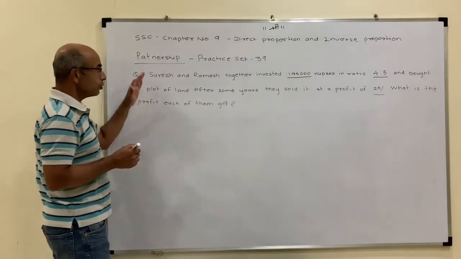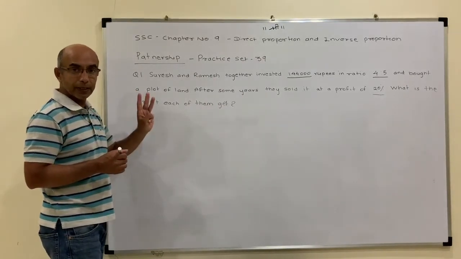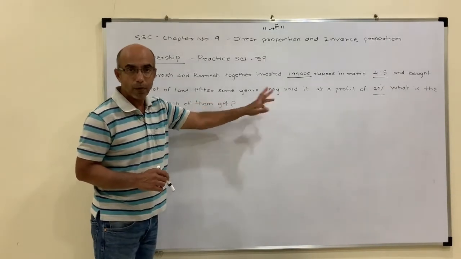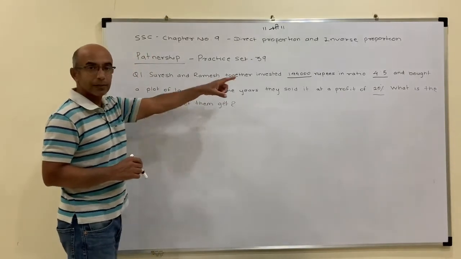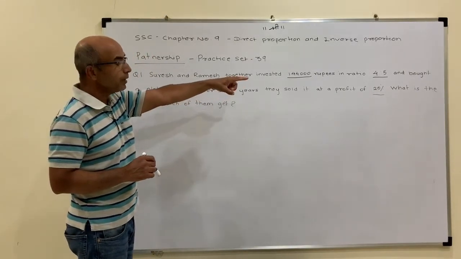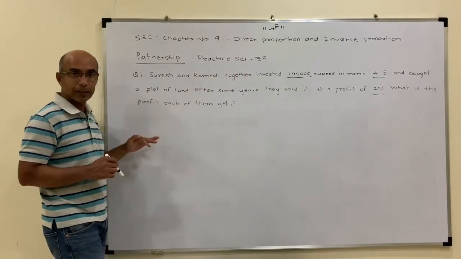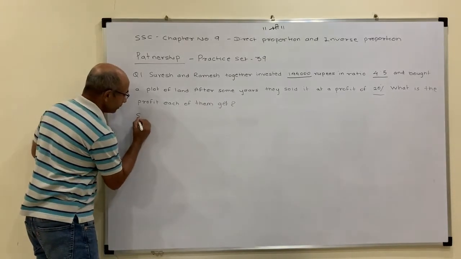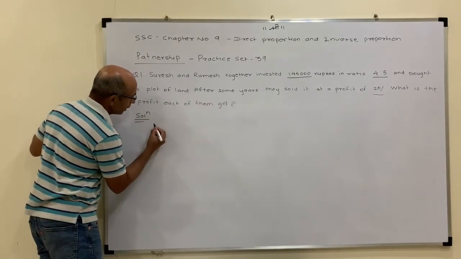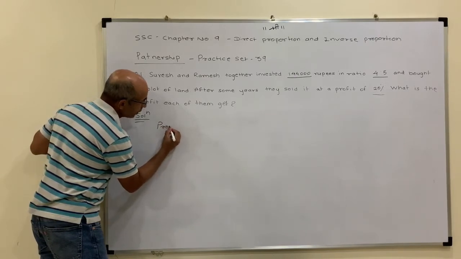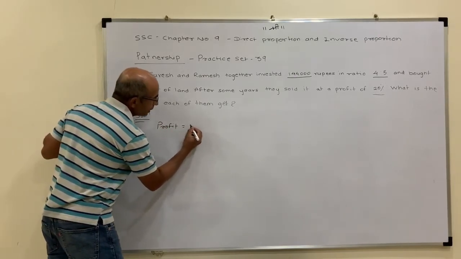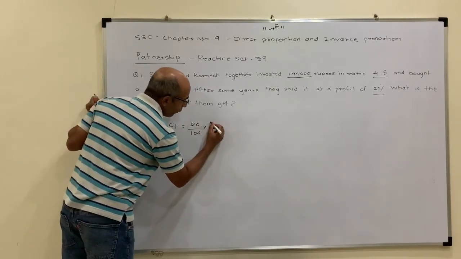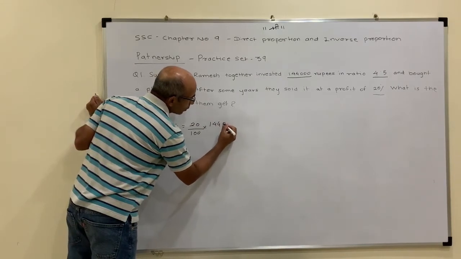So to solve this problem, we'll be solving it in 3 stages. First stage, we'll find how much the profit is. Second, we'll construct an equation using the proportion, and then we'll solve that equation and find the profit of each individual. So first step, solution: profit equals, how much is the profit? Profit is 20%, so 20 divided by 100 into 1,44,000.